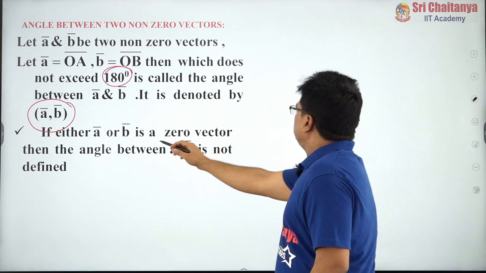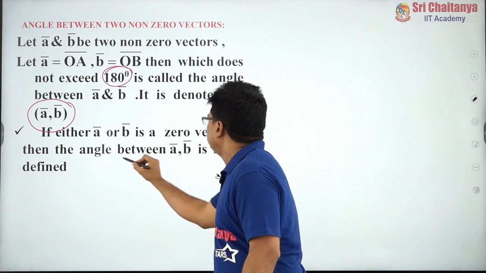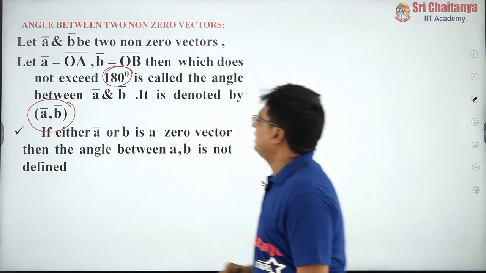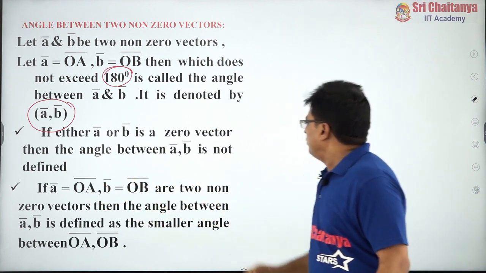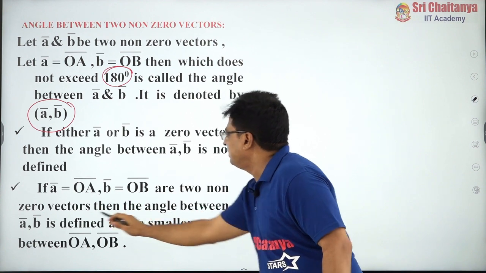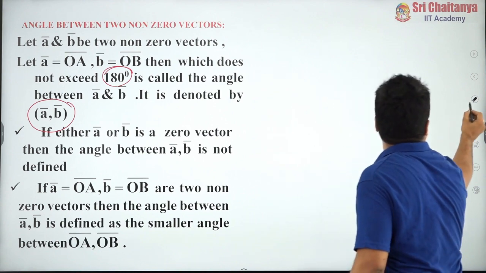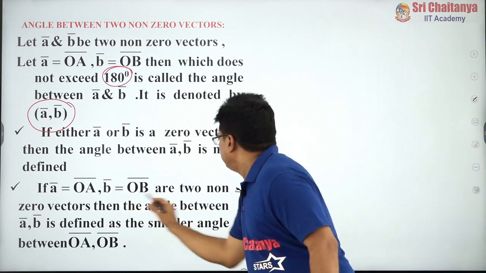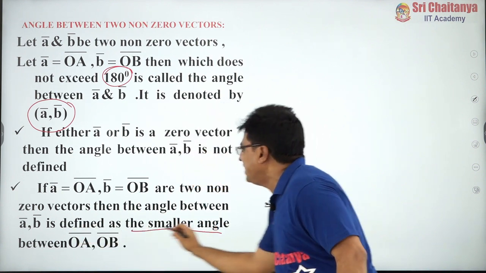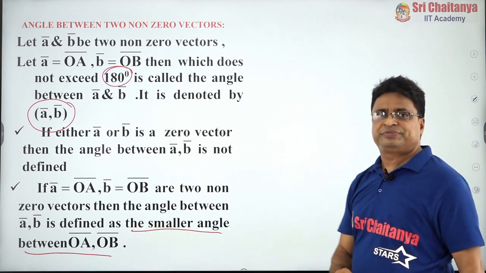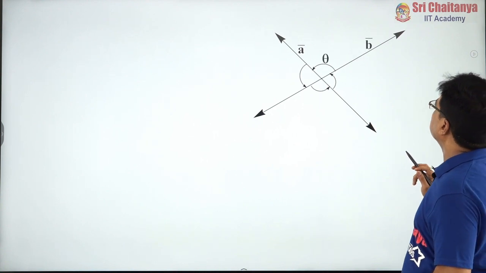See, if any one of A bar and B bar is a zero vector, then angle between A bar and B bar is not defined. Okay, my friends? Similarly, if A bar equal to OA bar, B bar equal to OB bar are two non-zero vectors, then angle between A bar and B bar is defined as the smaller angle between OA bar and OB bar. This is important. In diagram point of view, I am giving this information for you.